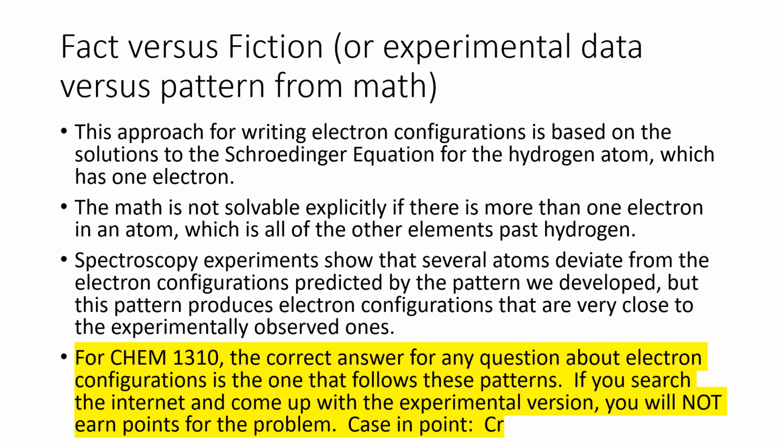So if you're looking at experimentally determined electron configurations, you will find that there are deviations from this pattern for a number of elements. But for the purposes of this class, I want you to follow the patterns, not the exceptions. And so if you are, say, Googling an electron configuration and you submit that as the answer on a quiz, you're going to find that it's counted wrong. So make sure that the electron configurations you give me for this class are the ones that follow the patterns, not the ones that have been experimentally determined that deviate from the patterns.